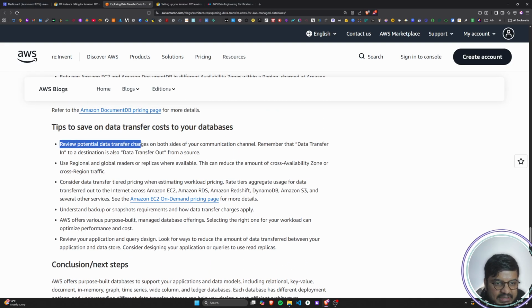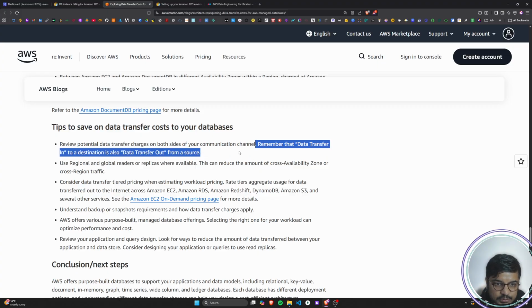Review potential data transfer charges on both sides of the communication channel, meaning on your EC2 instance and your database instance also. Remember that data transfer in to the destination is also data transfer out for a source. Understand this point, guys. Very important: data transfer in means if you are ingesting the data, if you have two services.